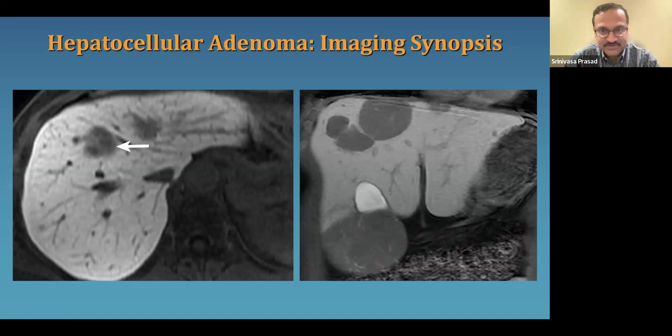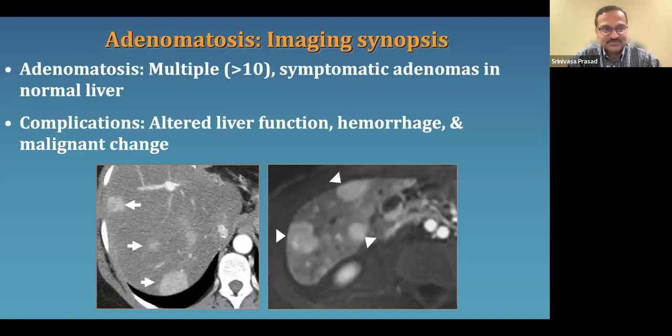They typically can be multifocal, particularly in the context of either diabetes or focal or diffuse hepatic steatosis. When you see more than 10 adenomas, or most often symptomatic adenomas, it's referred to as adenomatosis, and they may have the same complications of hemorrhage and malignant change.